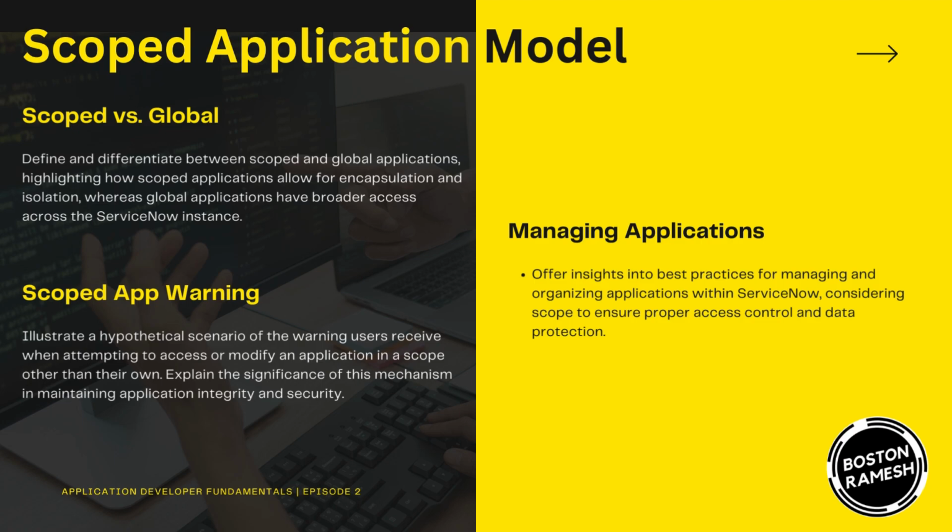So, when we see this in real time, if you try to edit an existing application in a different scope, then the system will give you a warning saying that you are trying to edit an application that is not in the scope that you are in right now, because you will see that in the application picker. So that is how it protects against changing an artifact in a different scope, which is not permitted.